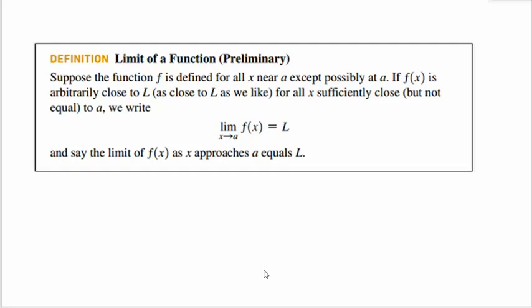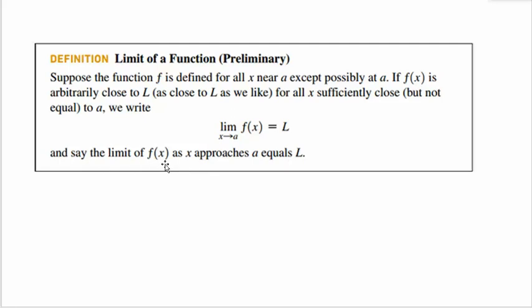Suppose a function f is defined for all x near a, except possibly at a. So a is some x value. If f of x is arbitrarily close to L, some y value, some output, as close as we like, for all x sufficiently close but not equal to a, we write the limit as x approaches a of f of x equals L. Okay, and this is how we say it.